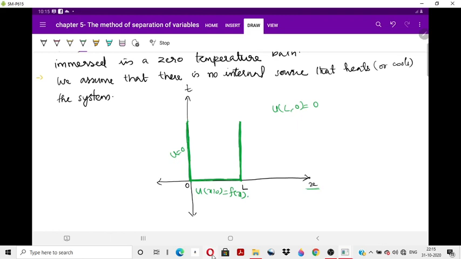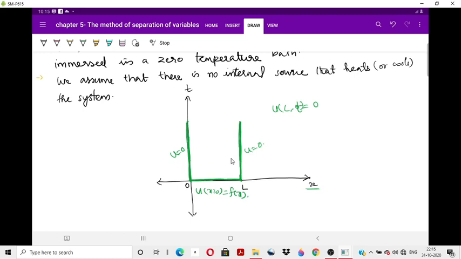Okay, so when x is equal to 0, u of 0,t is equal to 0, that is the t axis, and u of L,t is also equal to 0. That means along x equal to L, this is the line x equal to L, and along this line we have u equal to 0. So along x equal to 0 and along x equal to L, the value of u is given as 0. So this is the diagrammatic representation.